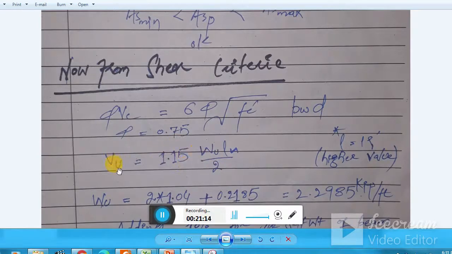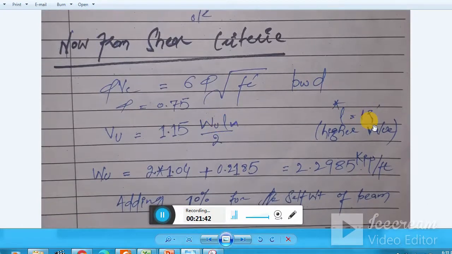We have basically only one region, that is the first interior support at the exterior face, where this shear is possible, and in all other regions the shear is Wu ln divided by 2. I will explain this in my coming lecture when I design the shear reinforcement. So we calculate Vu from here. The Wu will be the same. I'm using ln 19 to get a higher value.